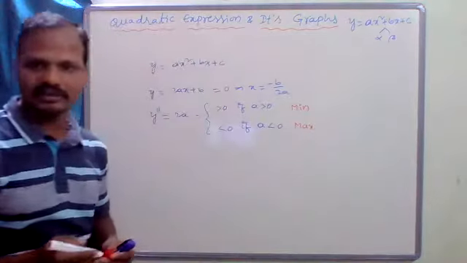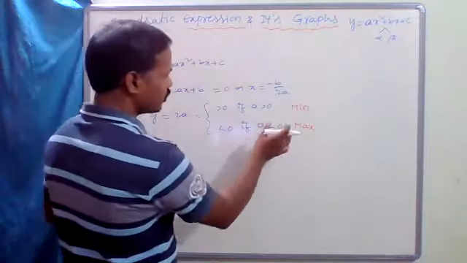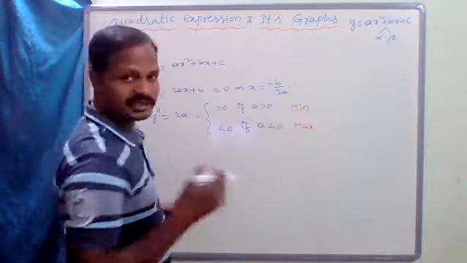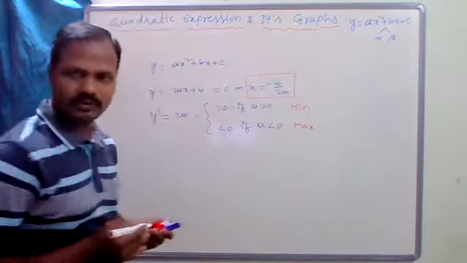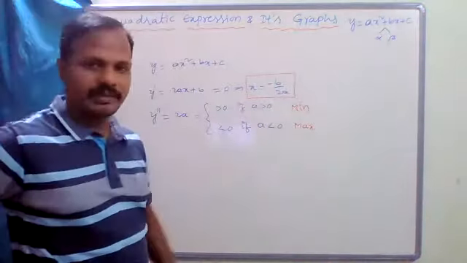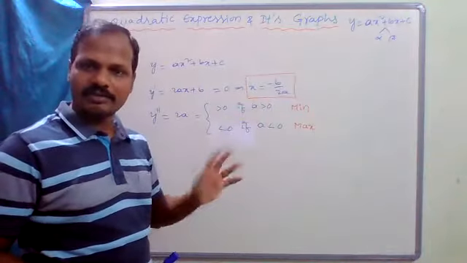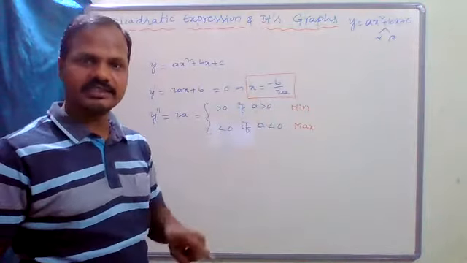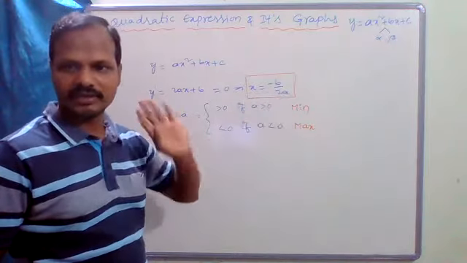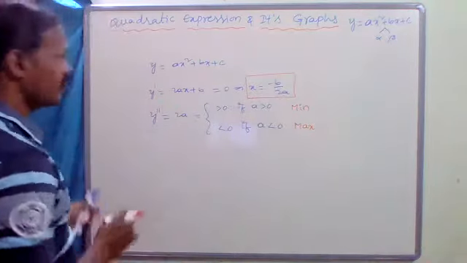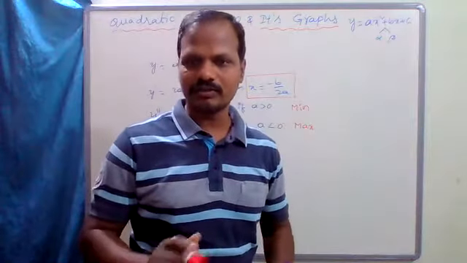You learned about this in the first year. Fine. Now, the minimum or maximum exists at the point x equals minus b by 2a. Whether it is minimum or maximum, whatever it may be, it exists at x equals minus b by 2a. Now what is that minimum or maximum value? That's what we have to calculate.